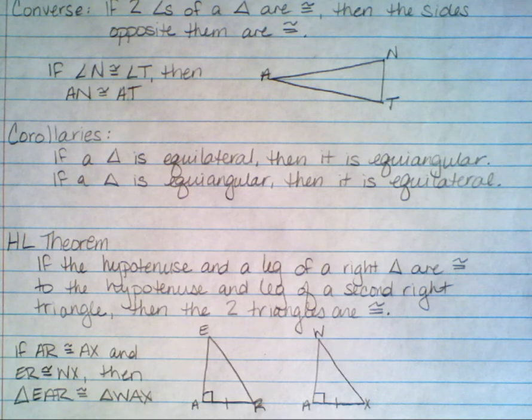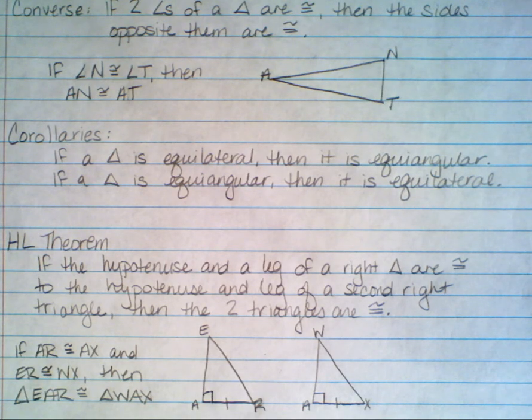Now again, just like with all other triangles, you have to be very careful to make sure that the segments or the legs that match up are corresponding legs. Because if they're not, then we cannot use the HL theorem. So just like before with our triangles, we had to make sure that corresponding legs matched up together. And so the same is true here. So then in this example, I know that AR is congruent to AX, which I have labeled on the picture here. And then I know that ER is congruent to WX, which are both the hypotenuse.